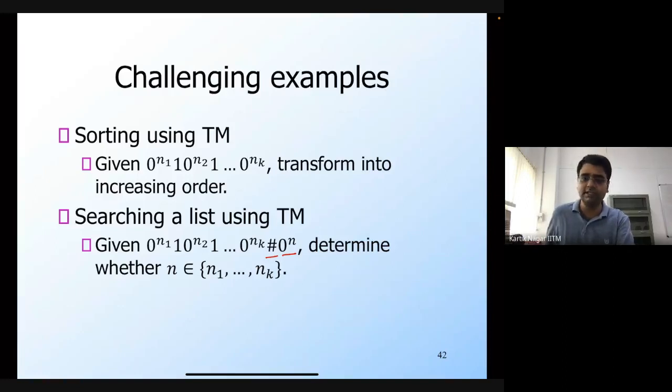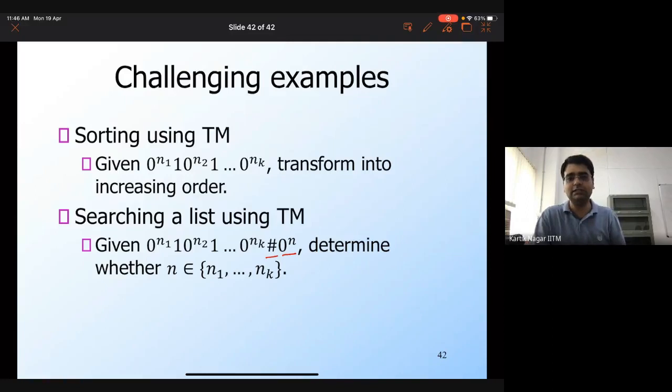So for example, you can say that if n is there in the list, then you will leave 0 on the list. And if n is not there in the list, then you won't leave anything, so the output will be epsilon. So again, you can design a Turing machine for searching as well. But you can try this out on your own, so I'm going to leave this as homework. If there are no more questions, then I will move on to the next topic.